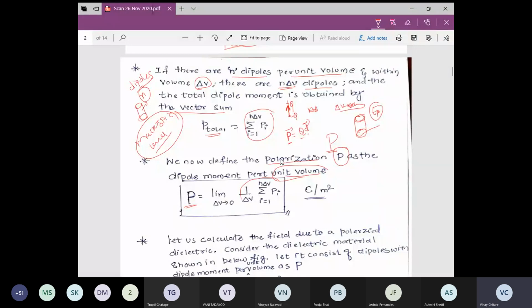We know the total dipole moment inside this delta V volume. You divide it by delta V and you get the dipole moment per unit volume, and we want to see it for a volume as small as possible, so the limit as delta V tends to 0. The polarization unit is coulomb per meter square, whereas the unit of dipole moment is coulomb meter.